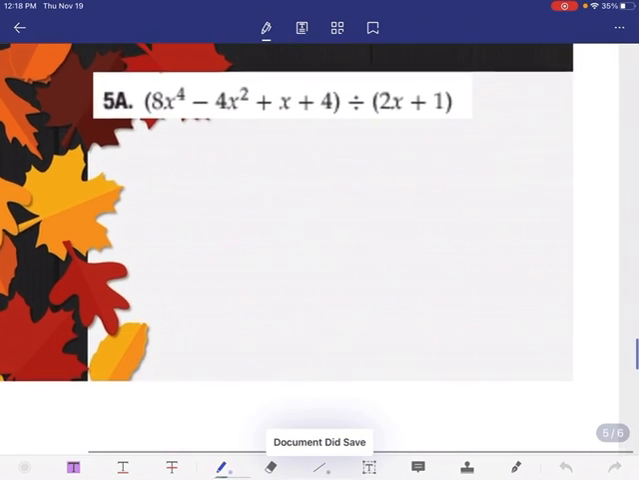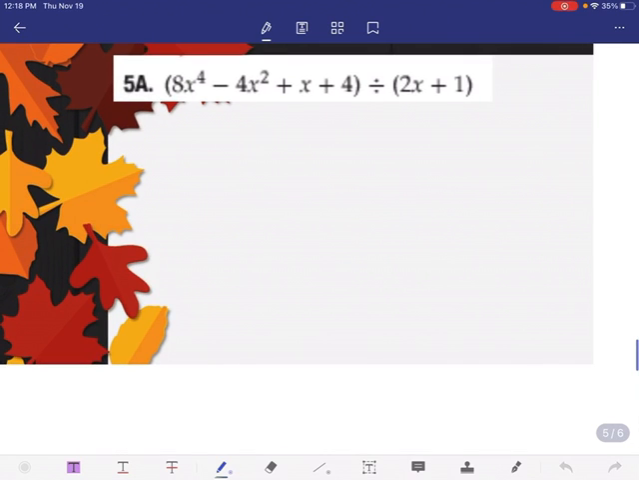All right, let's look at one more example. We have a couple of things going on in this example. Notice, first off, we have a 4th degree. So it's a little bit different than what we've been doing, but that's okay. We can handle that.